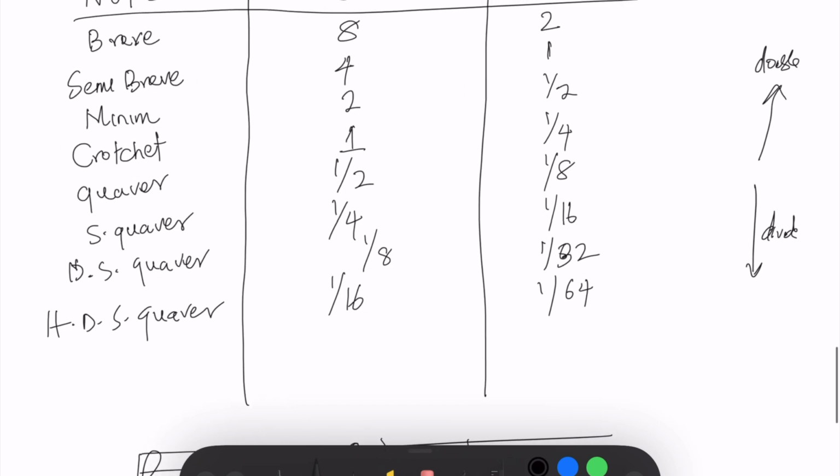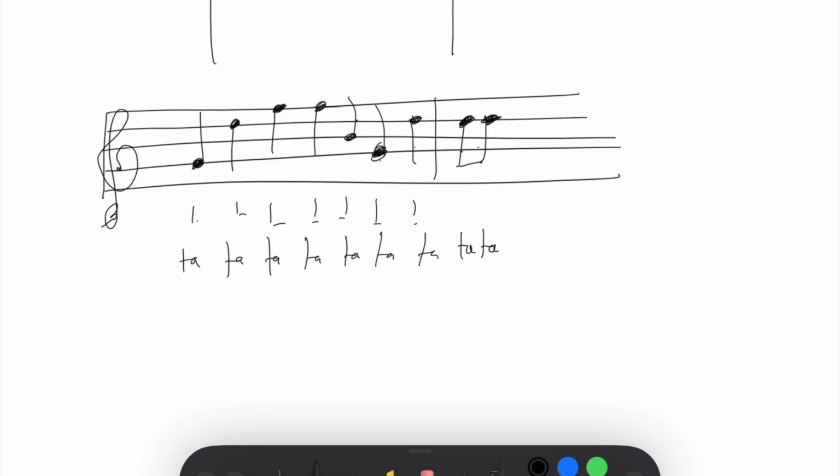Once again, if you think you don't understand or something is not clear enough, you have the ability to pause this video and go through it again. In this way, you will definitely get it. Now let us see how these notes are positioned on the stave. As you would observe, some of the stems go up, some of the stems come down.